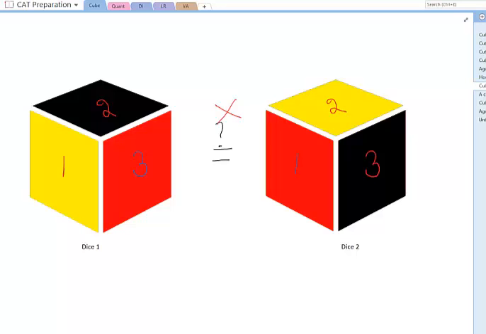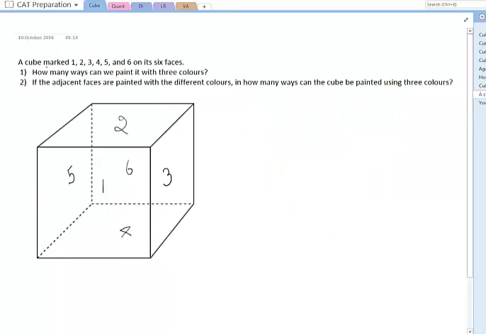Let's look at questions and that would make it clear. Here, what is given in the question is the cube is marked with 1, 2, 3, 4, 5, and 6 on its 6 faces. So each of the face has a distinct identity. And that's very important information. And in general, it makes the question much more easier for us. Let's see how we'll approach this.